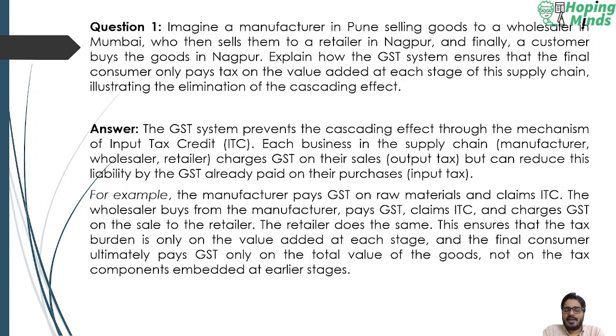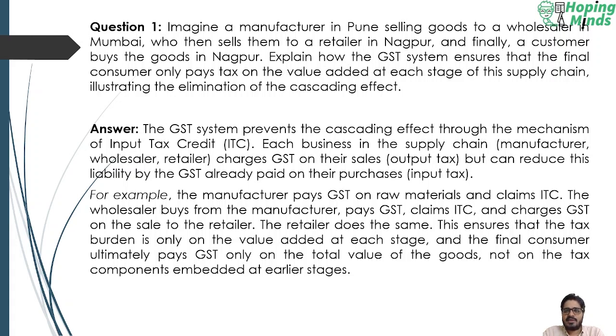So we learned that GST was introduced to remove the cascading taxes effect, that is the taxes imposed on any other different taxes that were prevailing prior to the introduction of GST. So GST enabled the input tax credit mechanism and removed the cascading effect of taxes by the introduction of ITC throughout the supply chain. So the GST system prevents the cascading effect through the mechanism of input tax credit.